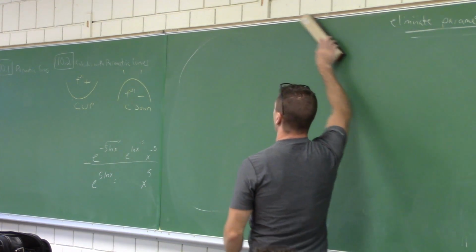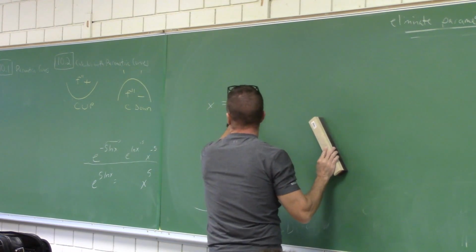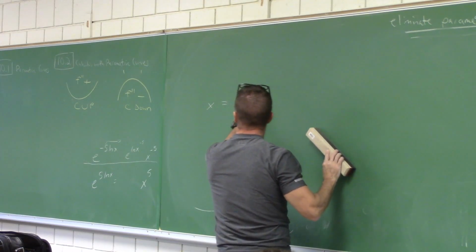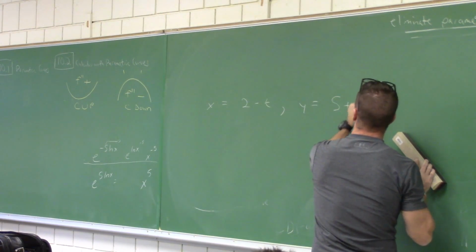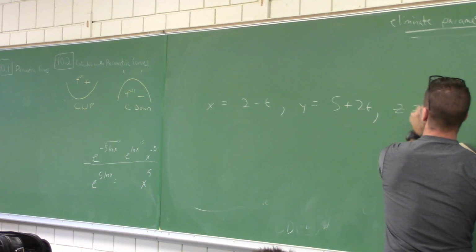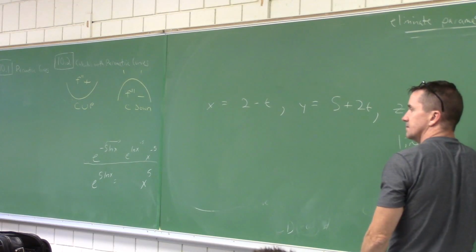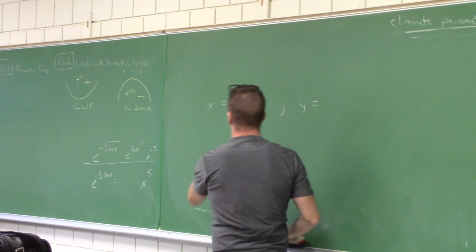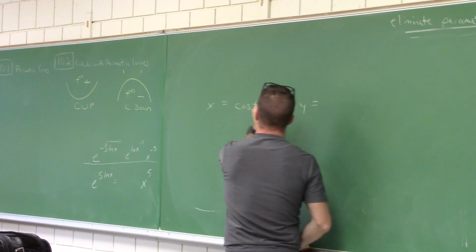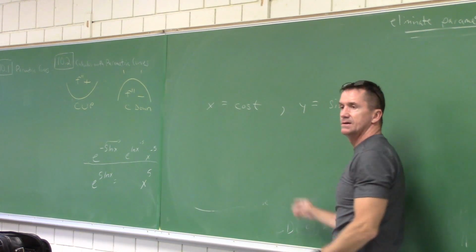You'll look at lines in 3D space with equations like x equals 2 minus t, y equals 5 plus 2t, and z equals 8t. That'll be a line, just in three-dimensional space. I think you're going to love, love, love Calc 3.